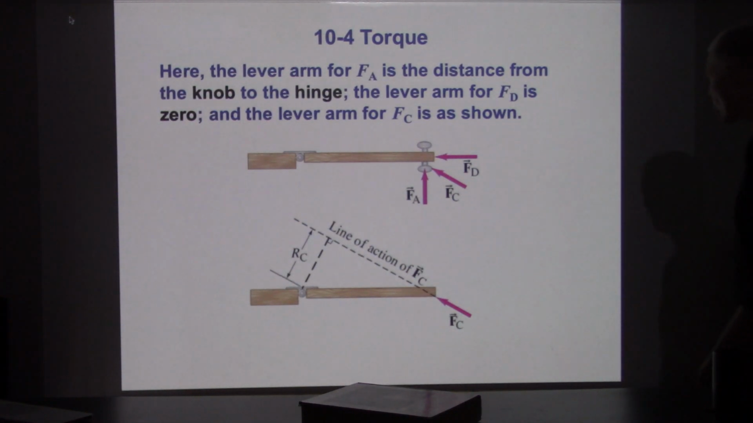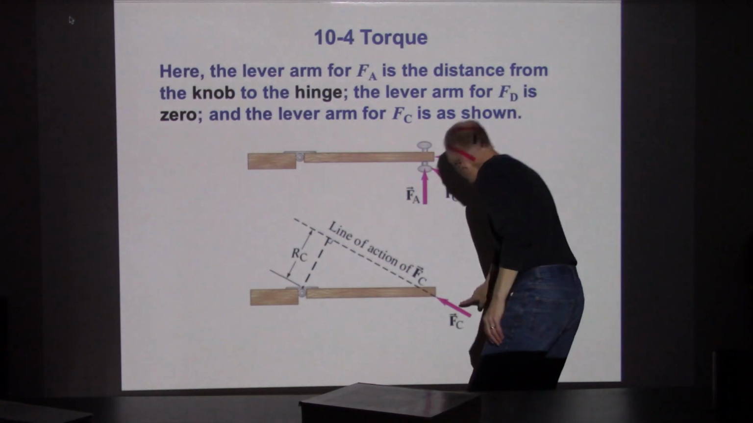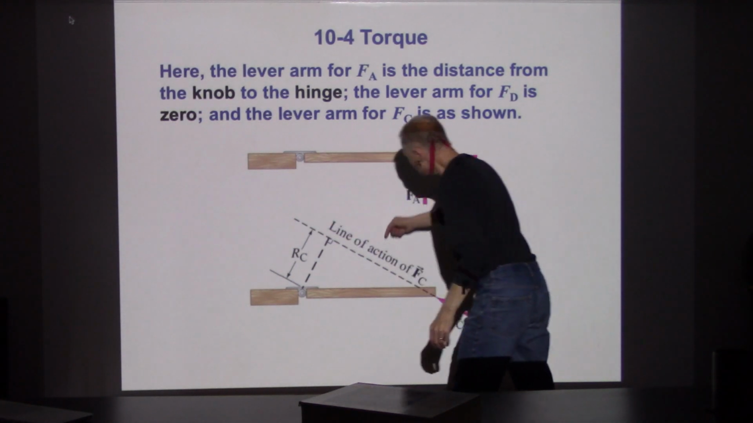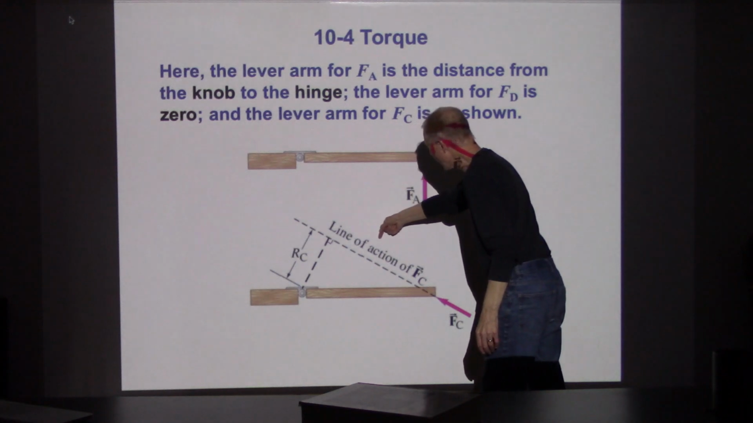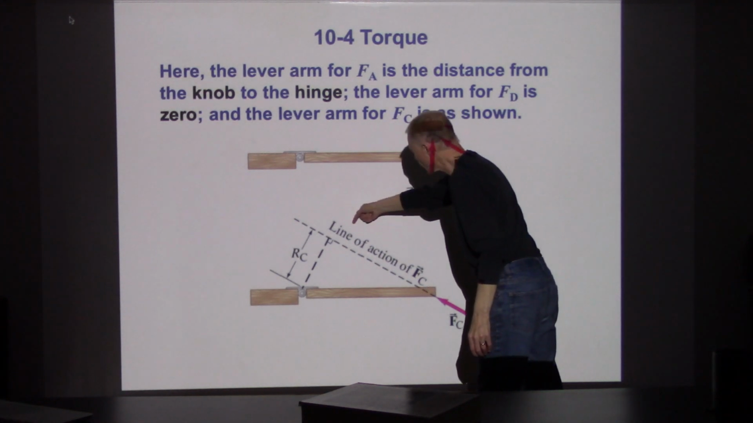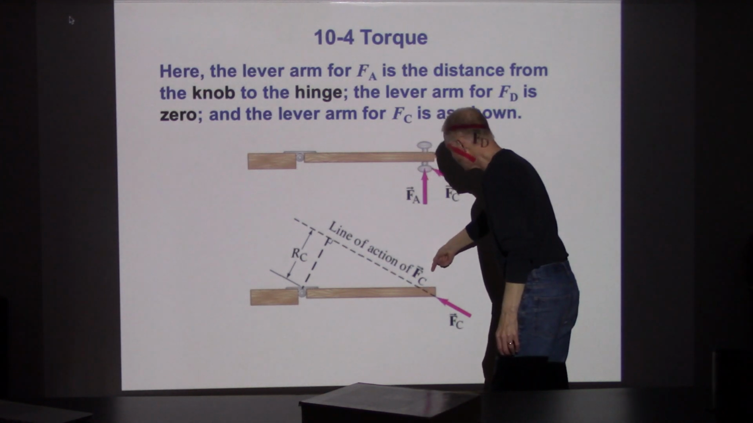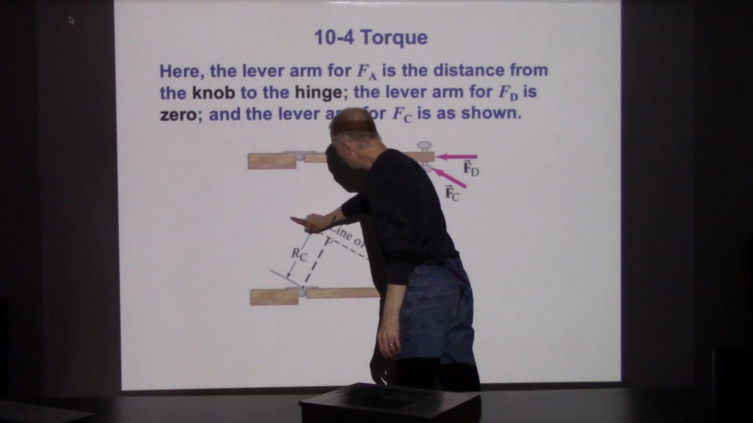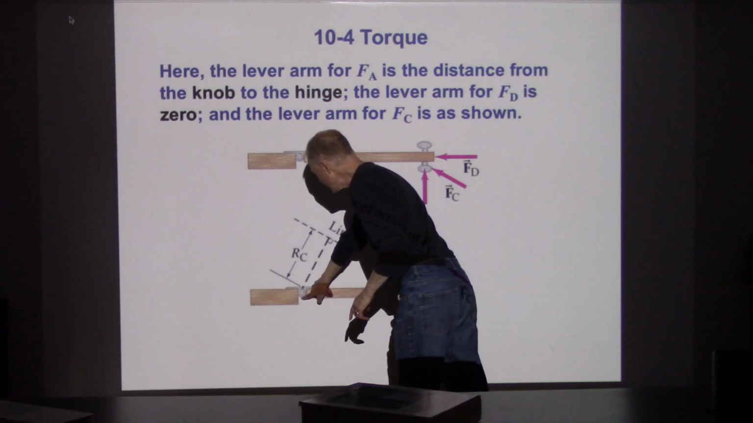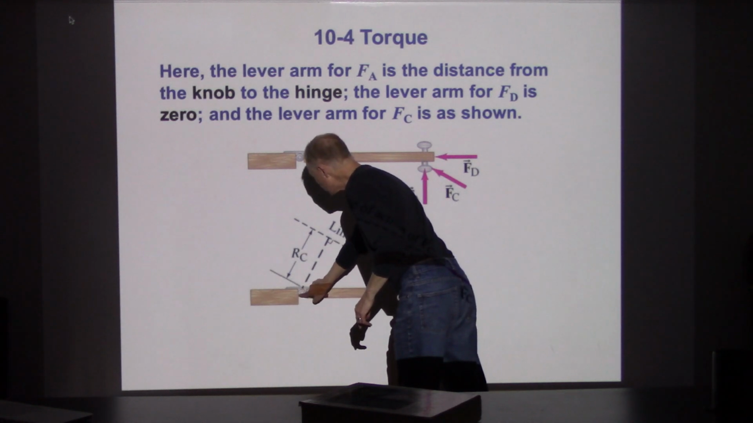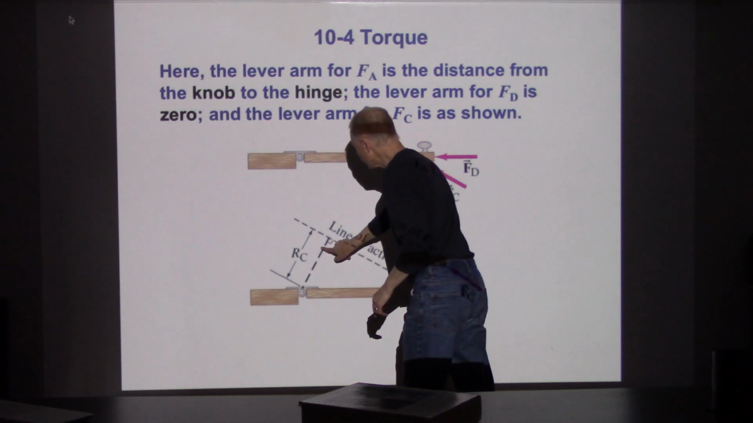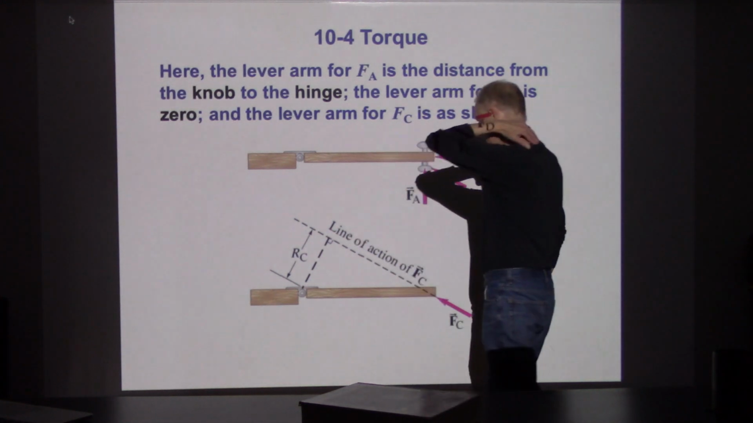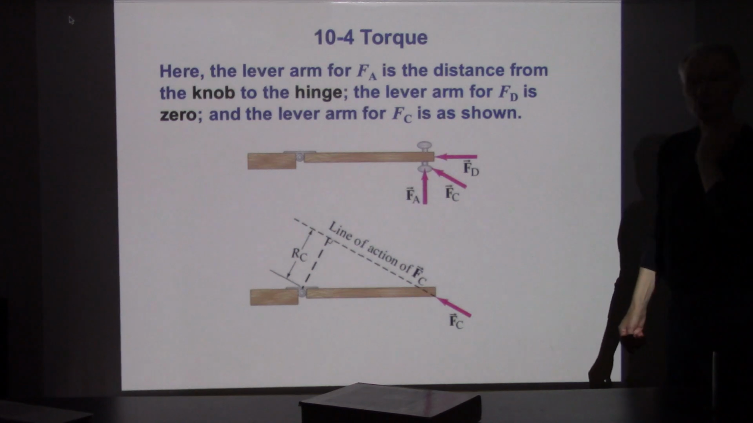So in general, if we have a force acting along some direction, what we can do is create the line of force, or the line of action, for a particular force. If we continue that over to where the hinge is located, we can then draw a perpendicular distance from the hinge out to the line of force, the line of action. That is our lever distance.